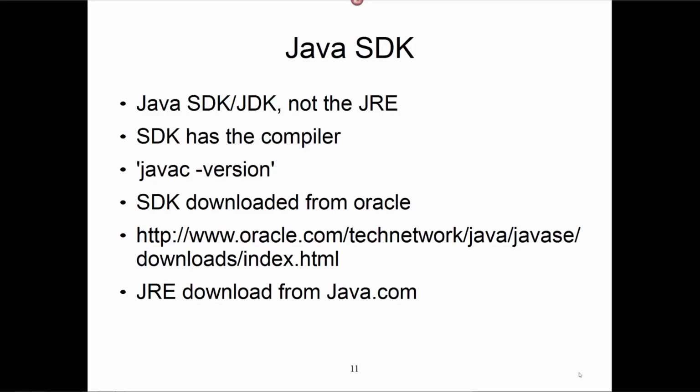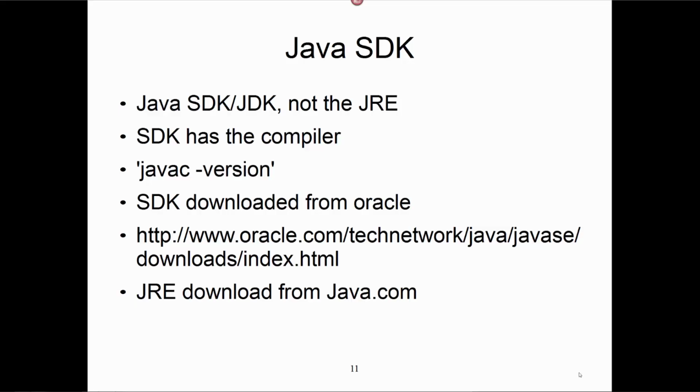So we want to install a Java SDK. Normally, if you're just a normal user, you'll be using the JRE, the Java Runtime Environment. We need the SDK, the Software Development Kit, or the Java Development Kit, because this has the compiler. And we can tell whether we've got Java SDK installed by typing javac -version at the command line. If that runs, it means we've got a Java SDK, and we'll see what version it is.